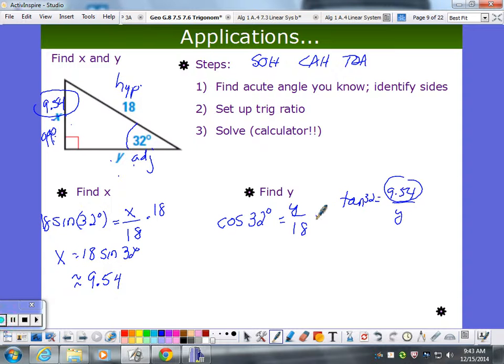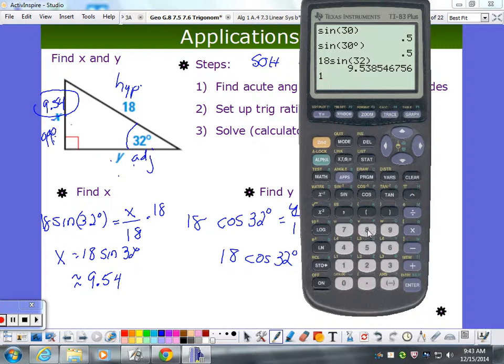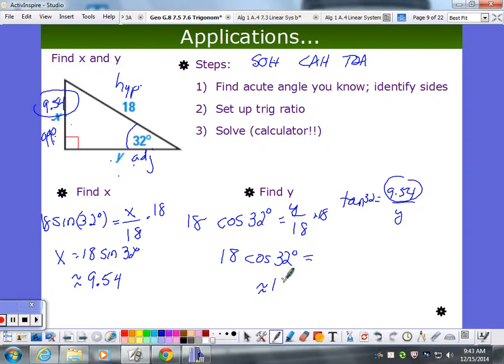So I want to solve this for y. Again, multiply both sides by 18. You get 18 cosine of 32, and then I just put that in my calculator. 18 cosine of 32 is going to be approximately 15.26 if I press my buttons right.